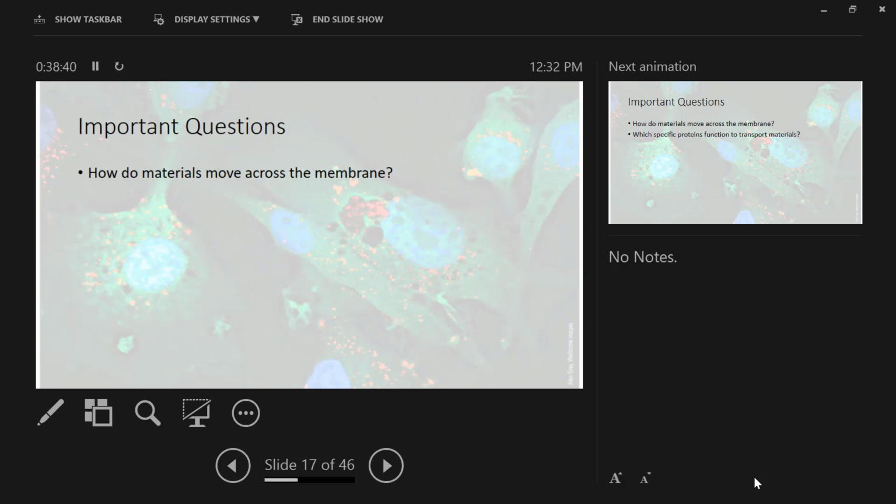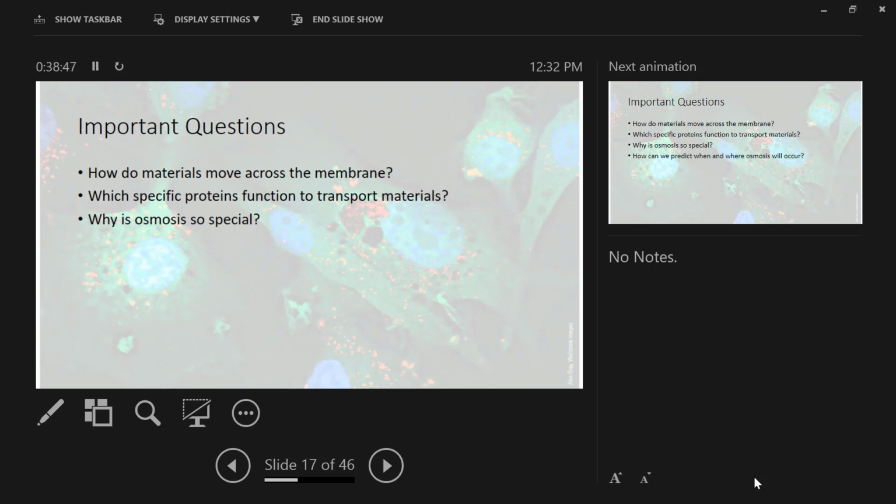How do materials move across the membrane? Which specific proteins function to transport materials? Why is osmosis so special?